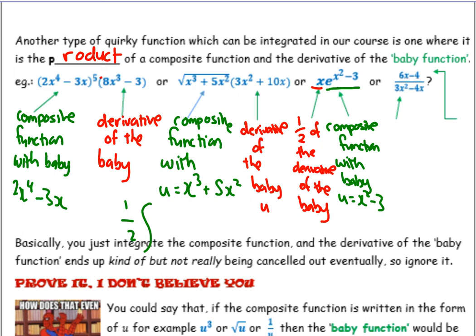So the composite function is e to the x squared minus 3. The mother function of that composite would be e to the u, and the baby is x squared minus 3, but it's being multiplied by x, and the derivative of the baby is 2x. But notice you could say it's half of the derivative of the baby. But why would you use half and not the full? It's going to be one like this, where we take out a constant. But you haven't learned the technique yet either.